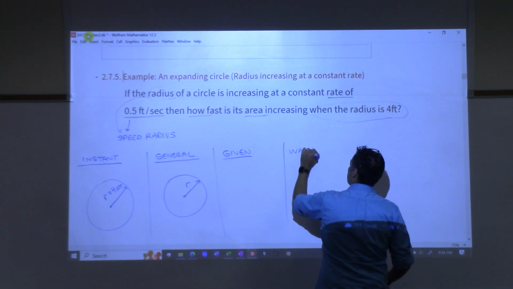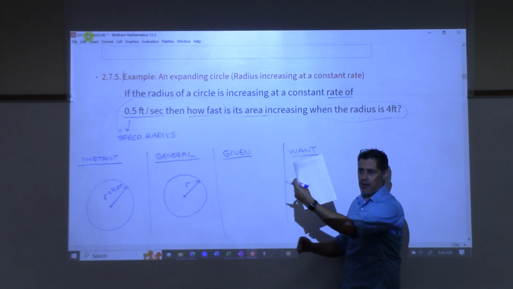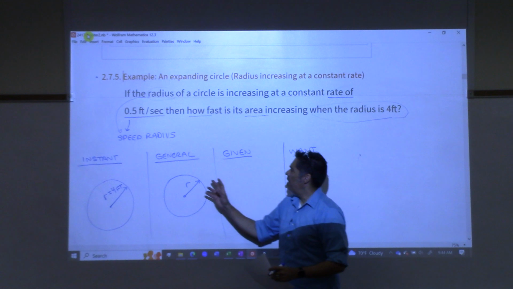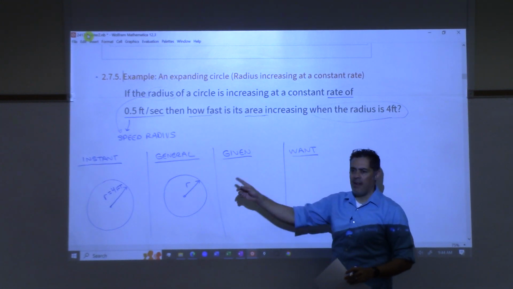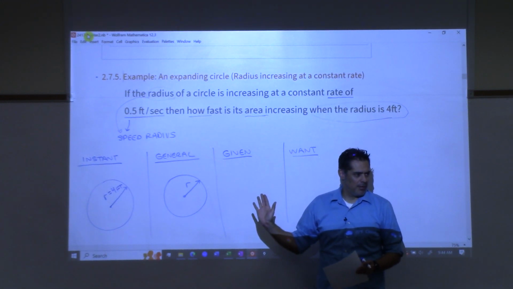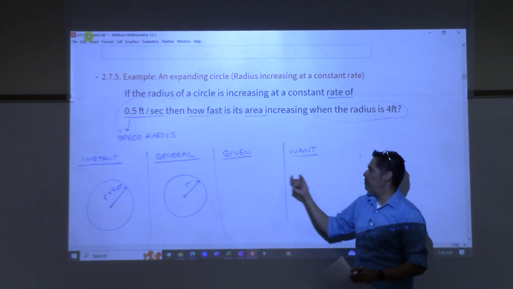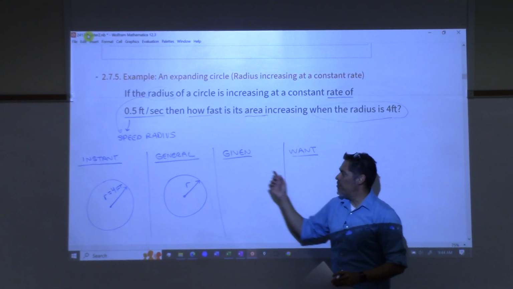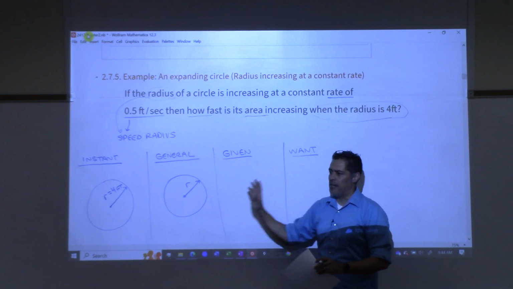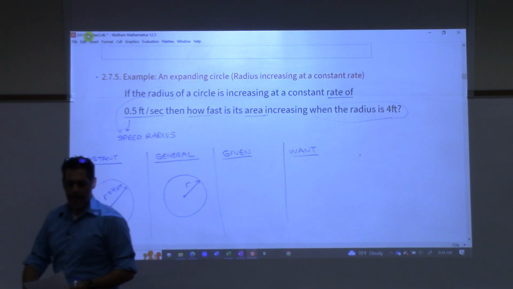By the way, I should point out that when you're drawing your pictures and you're writing down what you're given and what you want, you do not have to go in any particular order, okay? You can put what you want first, you can put what you're given first, you can do your general picture, then what you want. It does not matter. Totally up to you, all right?